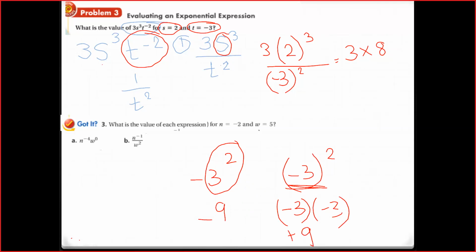If he told me that t is -3, you have to write the -3 between the brackets, because this is the value of t. Now, 3 multiplied by 8, because 2 to the power 3 is 8, and -3 squared, as I said before, is 9. Or you can simplify it. 3 divided by 3 is 1, and 9 divided by 3 is 3. So the answer here is 8 over 3.